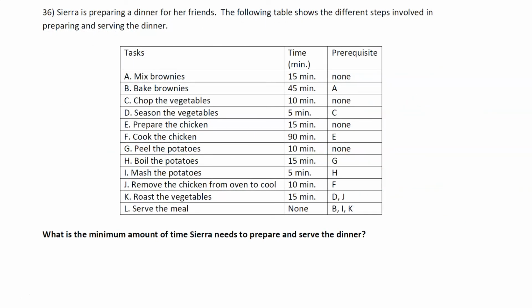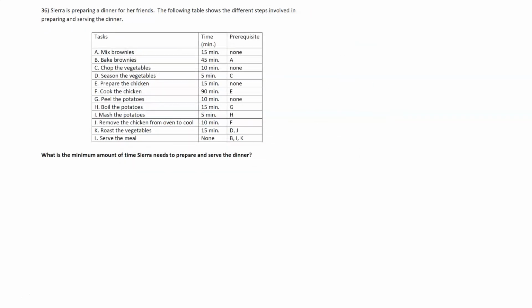In question 36, Sierra is preparing dinner for her friends. The following table shows the different steps involved in preparing and serving the dinner. There are tasks, each of the tasks has a time, and it identifies whether or not there are prerequisites, so whether tasks that need to be completed before that task can get started. We're asked what is the minimum amount of time Sierra needs to prepare and serve the dinner. So this is a critical path type of problem.